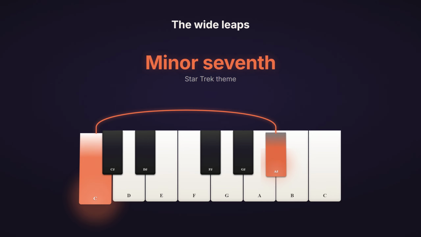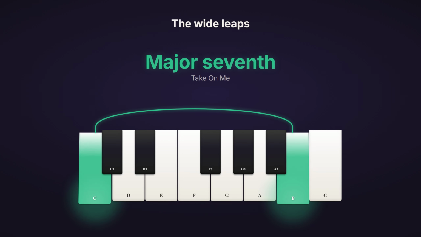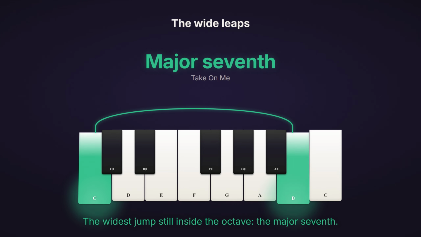Listen. That is the Star Trek theme, the famous leap that opens it, and the same restless interval you hear in a dominant 7th chord. 11 semitones is the major 7th, the widest interval that is still short of the octave, and it sounds like it is straining to get there.